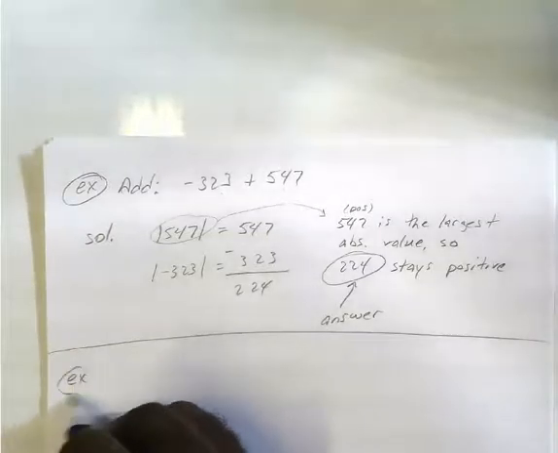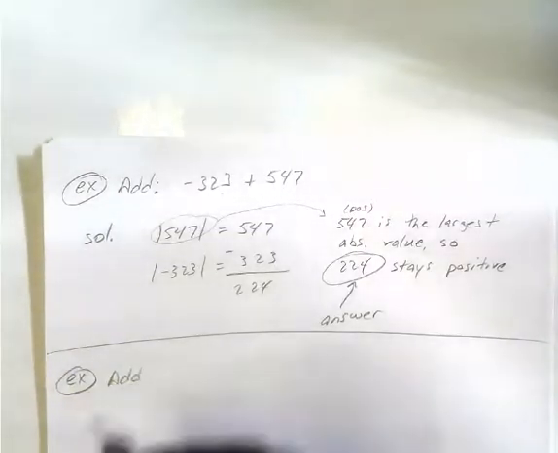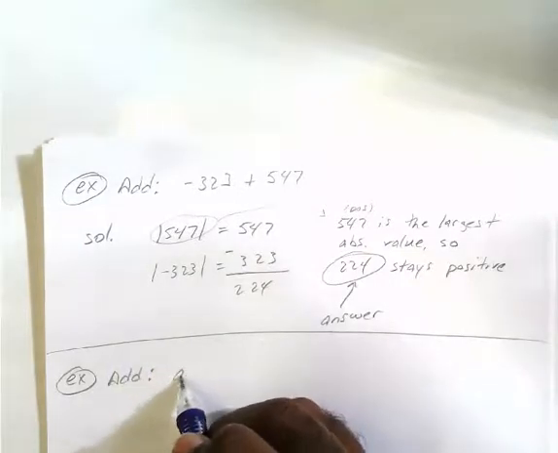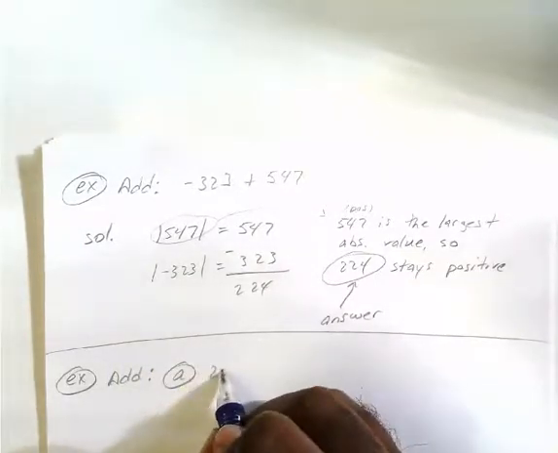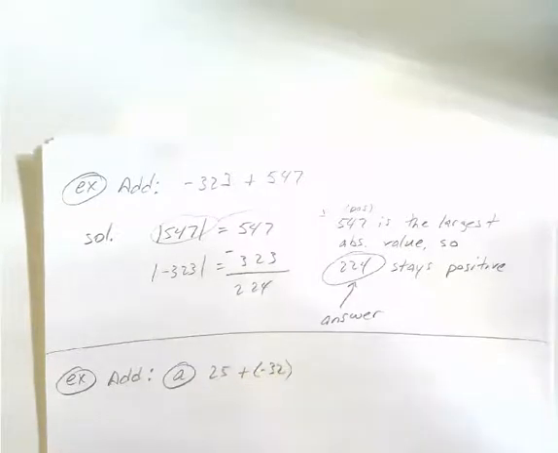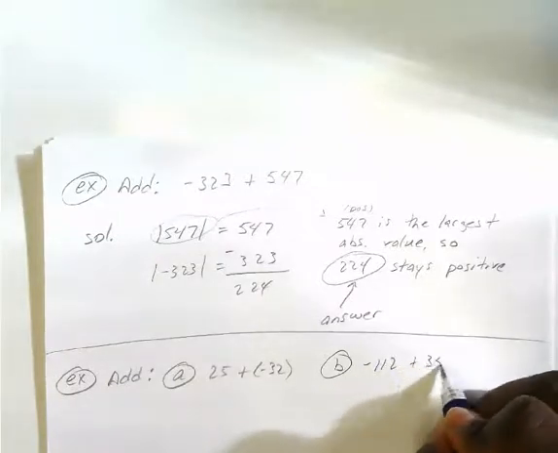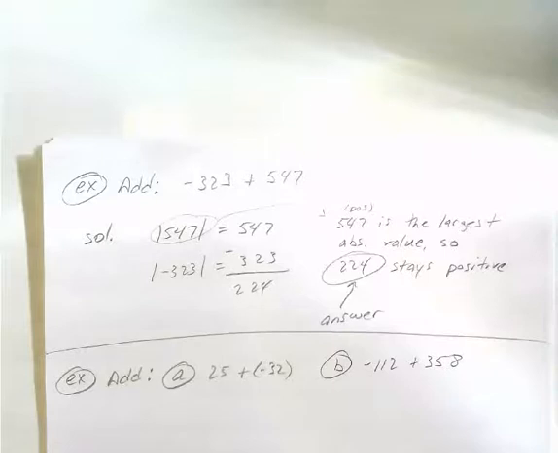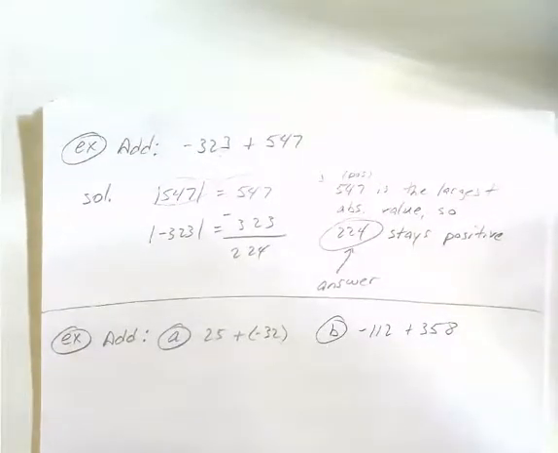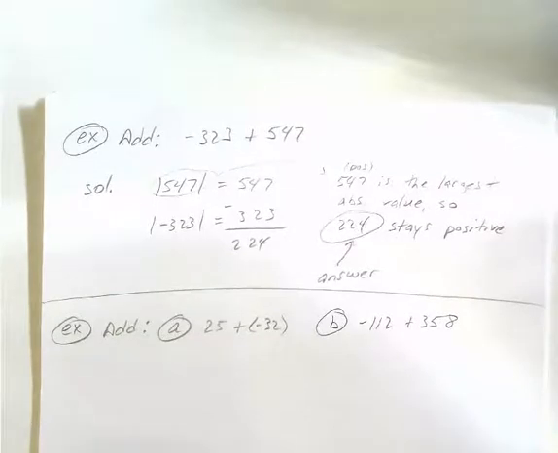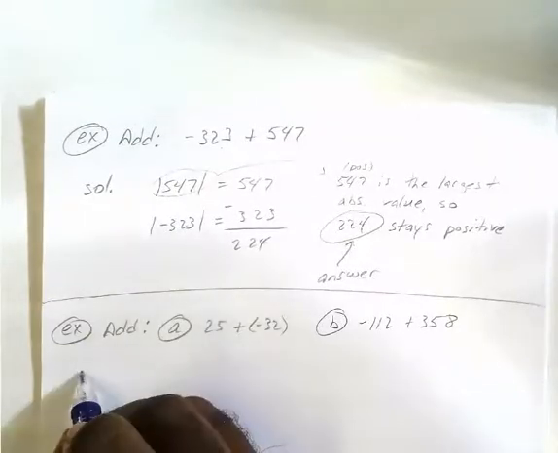Okay, so let's say, for example, we want to add, for problem A, 25 plus negative 32, and for problem B, negative 112 plus 358. Okay, so once again, I want you to press pause and try to solve those two on your own. And when you're done, we'll come back and work on that problem. All right, so assuming you pressed pause, you worked it out, everything is set, I'm going to go ahead and work those out.